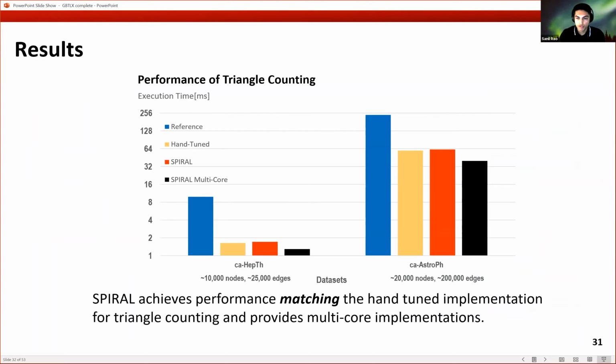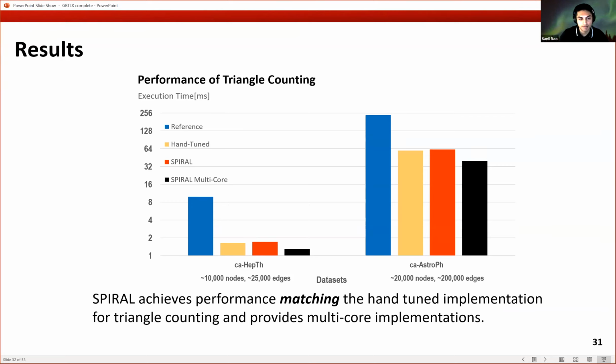Cool. So we compare our triangle counting implementation with the reference GBTL implementation, a hand-tuned implementation, and the multi-core implementation. We ran all these implementations on 2 data sets, a small graph with about 10,000 nodes and 25,000 edges, and a larger graph with about 20,000 nodes and 200,000 edges, without any sort of pre-sorting or modifications to the underlying data sets.